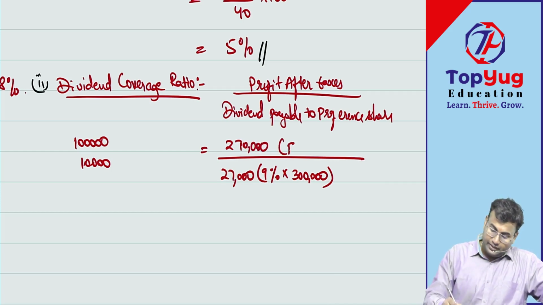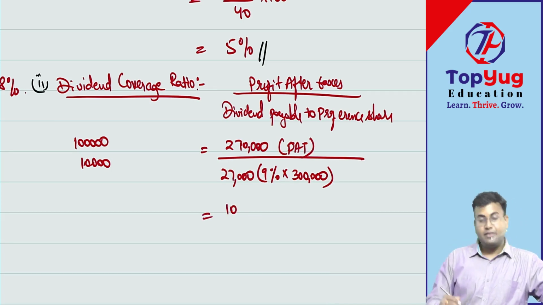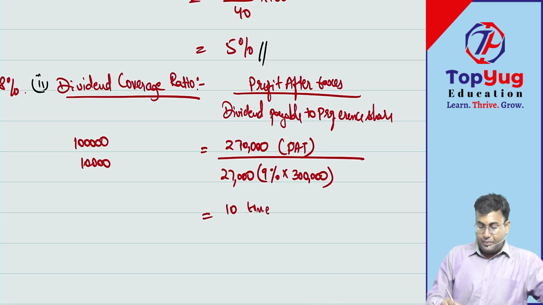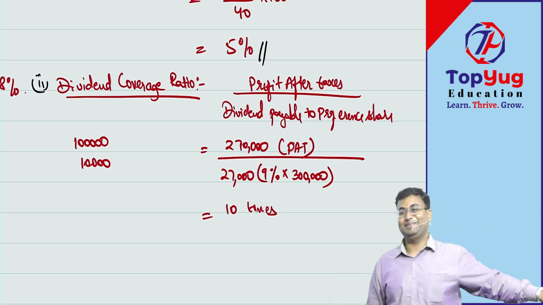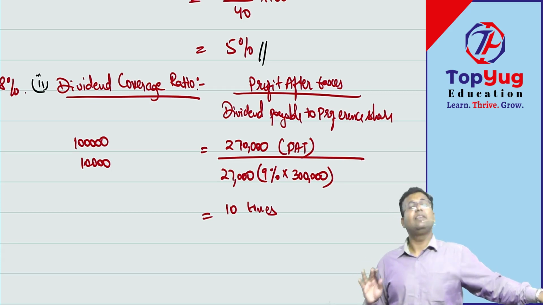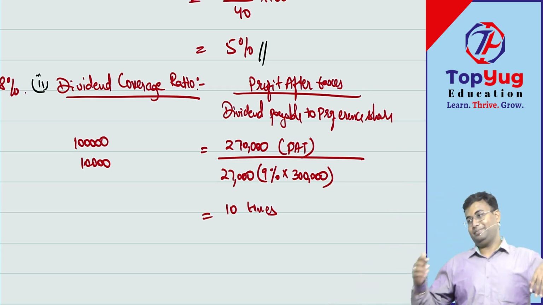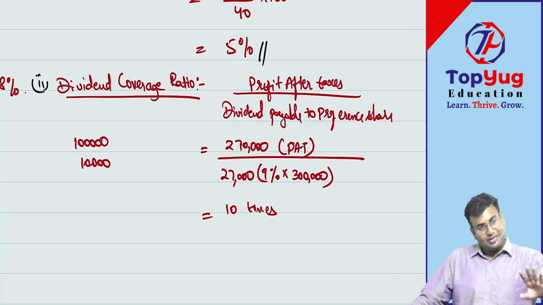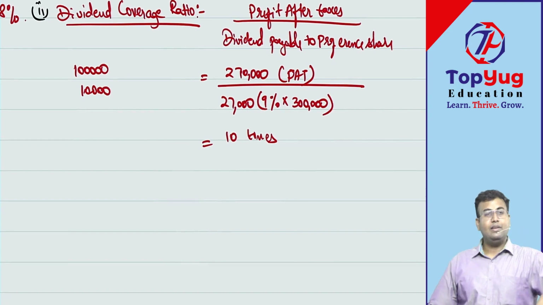That is nothing but PAT, profit after tax. So how much is my coverage? 10 times. Do the preference shareholders have enough blanket to sleep? Imagine, no? Yes, they have enough. It is 10 times larger than the dividend they have. Correct? Simple. You can also take one more example here.